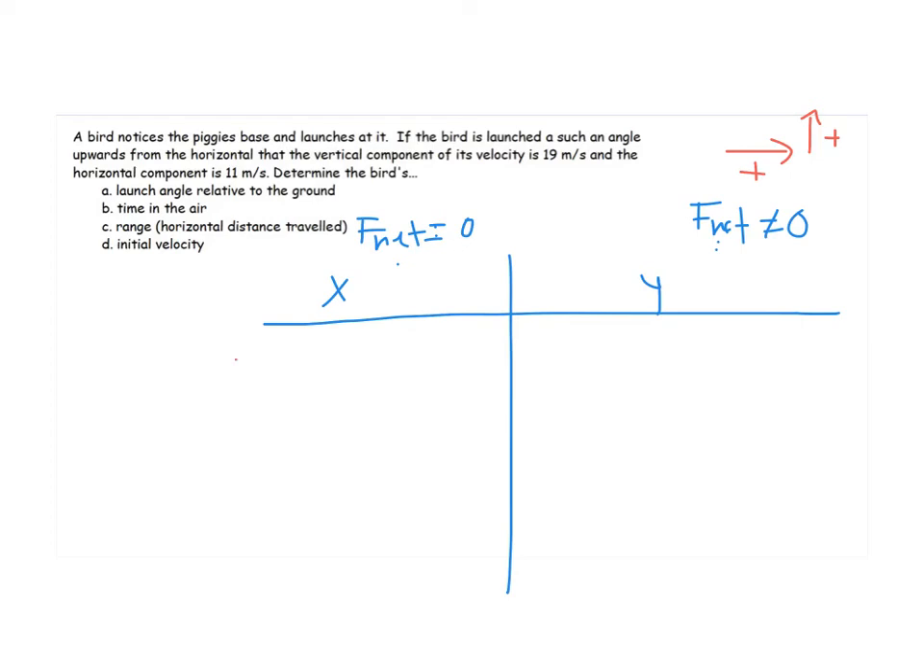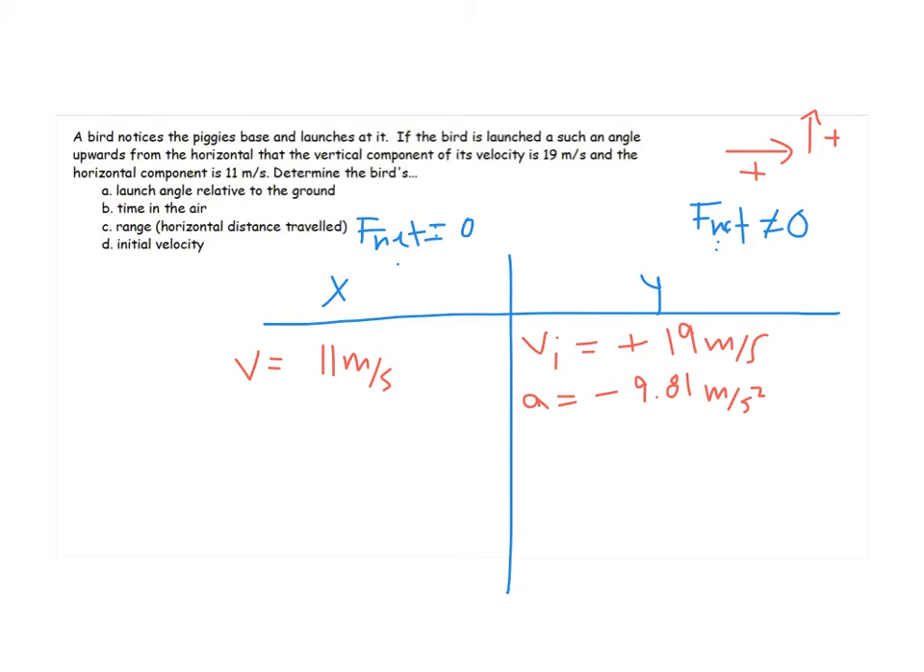So I know in my X direction, my velocity is 11 meters per second. I know my initial velocity in my Y direction is plus 19 meters per second. I also know my acceleration in the Y direction is negative 9.81 meters per second squared.